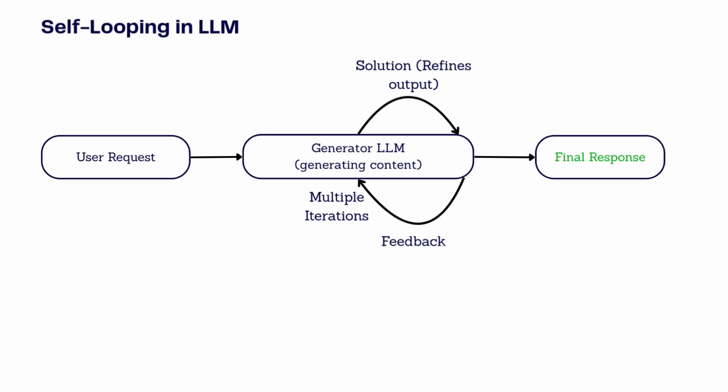Self-looping is a workflow where the generator LLM evaluates and improves its own output without requiring humans or external automated evaluators. Essentially, the model acts like its own reviewer, continuously refining its responses until they reach the desired quality.